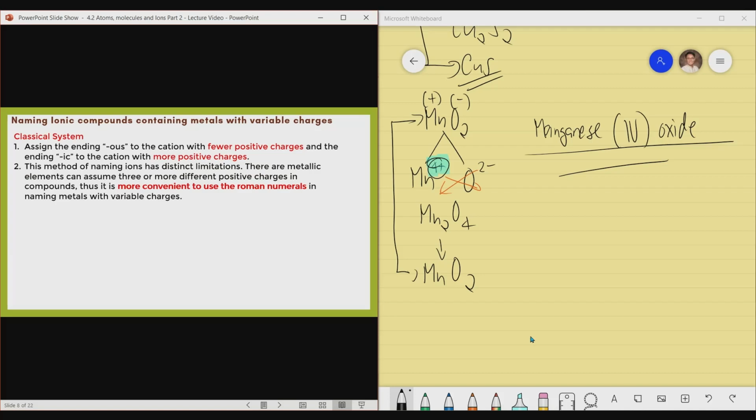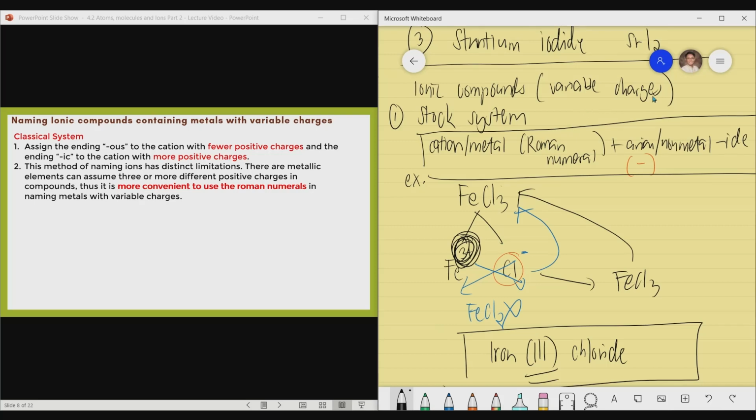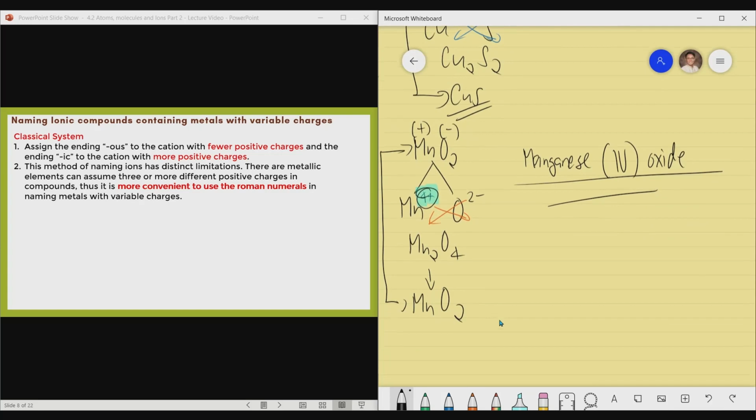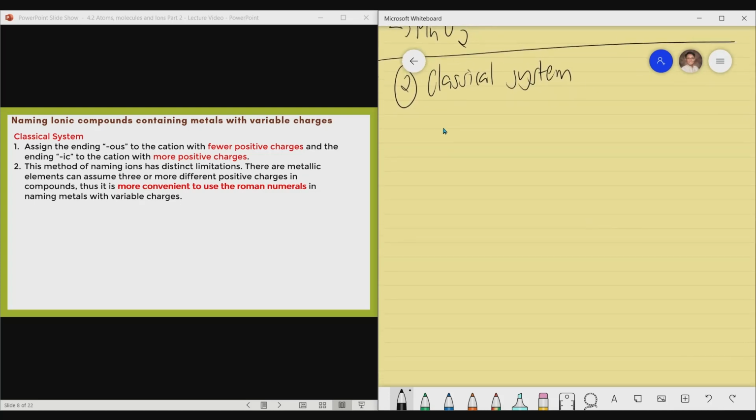Next one. After dealing with the first way on how we name ionic compounds with variable charges using the stock system, the second way is what we call the classical system. So we are now in the second way on how to name ionic compounds, the classical system. So from stock system, let's move forward with classical. Now, how do we name ionic compounds with metals with variable charges through classical system?